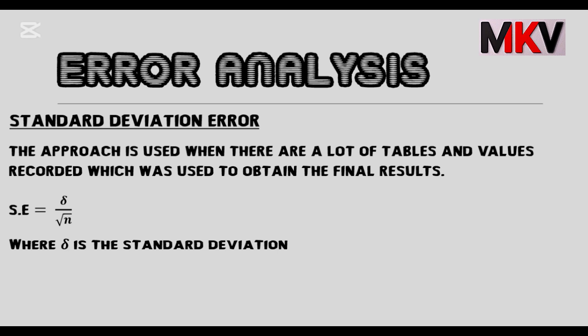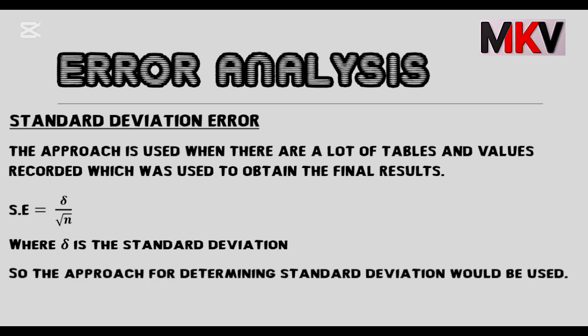The approach for determining standard deviation will be used here. You pick, let's say, the values for t, column t, which we have the values there. You find the mean for those values. You subtract the mean from all the values on the table. You square the x minus mean. Then you use that to find the standard deviation. After that, you divide by the square root of n to get your standard error. These are the approaches at which we calculate the error for our lab and research work.